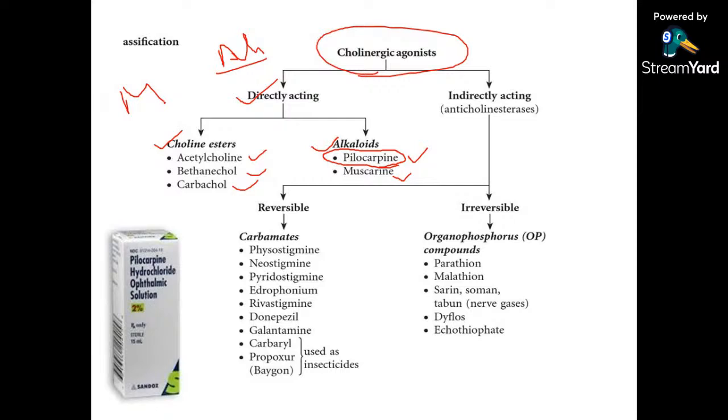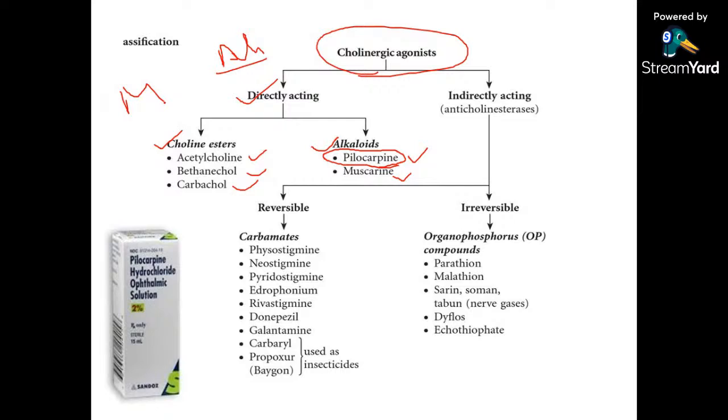It is not a cholinesterase inhibitor. Cholinesterase inhibitors are organophosphate compounds, oximes, and carbamates. So carbamates, oximes, and organophosphate compounds are cholinesterase inhibitors, which will inhibit the acetylcholinesterase enzyme. So this is not the correct classification of pilocarpine.